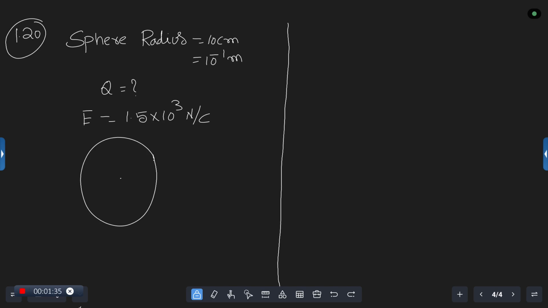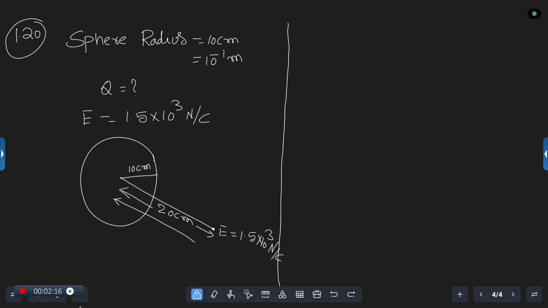Sphere radius is 10 centimeters. And the electric field 20 centimeters from the sphere is E equals 1.5 into 10 cube Newton per coulomb. Points radially inward. Electric field will be radially inward.